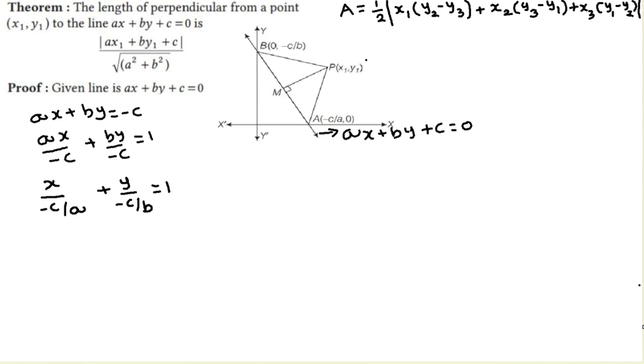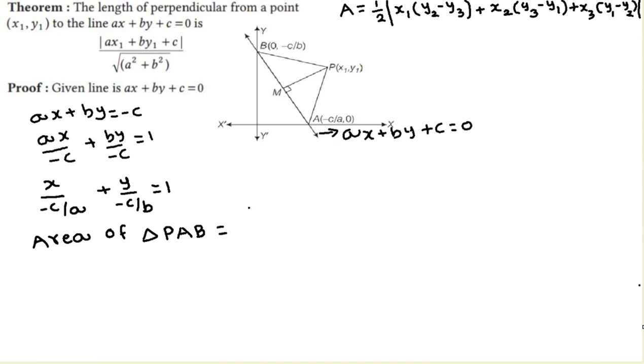Now, one more thing: we have to find the length of the perpendicular, that is PM. So draw a perpendicular from P to the line AB. Now we are going to find the length of PM. For that, let's consider the area of the triangle PAB. We are going to find the area of the triangle PAB in two ways.